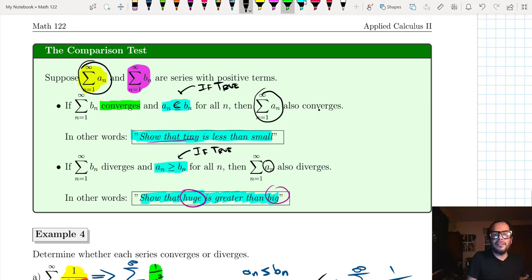On the other hand, for divergence, look at the inequality sign. This looks like a D right here. Do you see the invisible D? This looks like a D for divergence. That's the trick to relate convergence and divergence and the inequality signs.